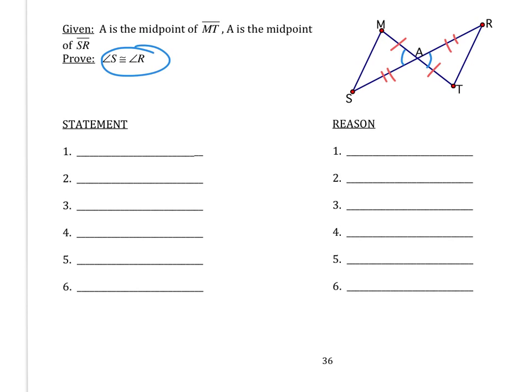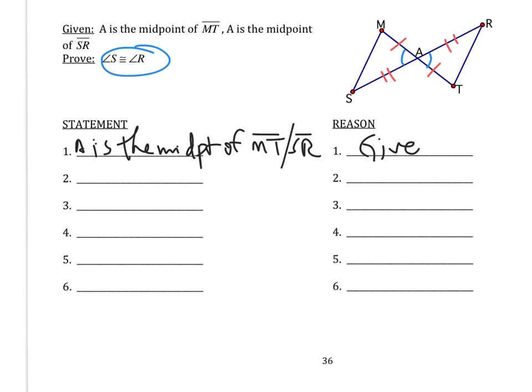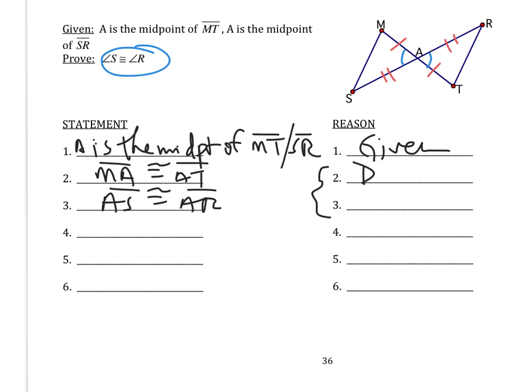If the triangles are congruent, then why is S congruent to R? CPCTC. Okay? So if we wrote this one up, we got A is the midpoint of, and I would just put MT and SR on the same line, and then just say given. And then you can go MA is congruent to AT, and you can go AS is congruent to AR. And again, the reason for both of them is the same. What is it? Definition of midpoint.